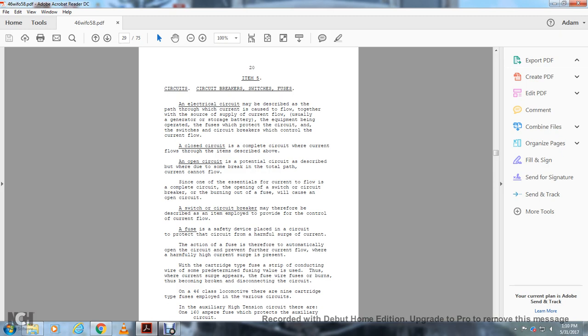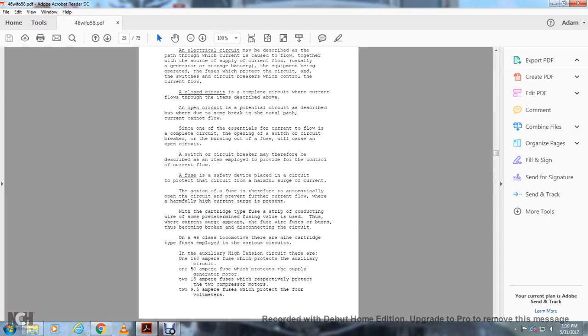A fuse is a safety device placed in the circuit to protect the circuit from a harmful surge of current. The action of the fuse is to automatically open the circuit to prevent further current flow when a harmful high current surge is present. With the cartridge type of fuse, a test strip of conductor is used, of some predetermined fuse value. Thus, when a current surge appears, the fuse wire burns and becomes broken, disconnecting the circuit.